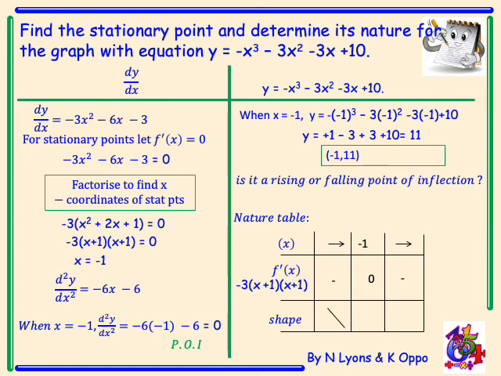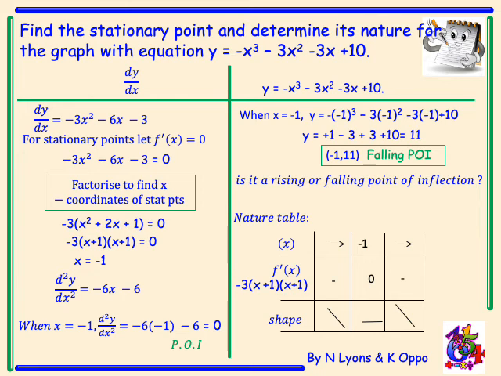So let's jot down the shape of our curve. Our shape has got a negative gradient, a 0 gradient, and a negative gradient. So it's going downhill. It's a falling point of inflection. So I've got a falling point of inflection at the point minus 1, 11.